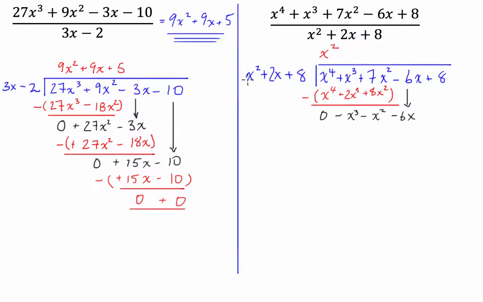x cubed divided by x squared is just going to be negative x. x times x squared is negative x cubed. x times 2x, negative x times 2x is negative 2x squared. Negative x times 8 is negative 8x. Great.